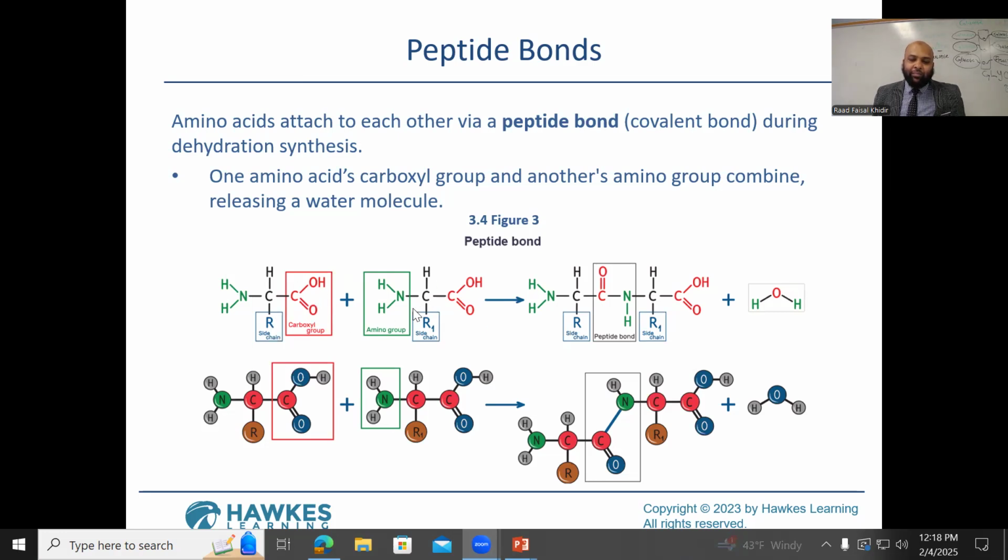Now, how do we connect them? We connect with dehydration. We remove an OH from here and an H from here. Are you paying attention? What's the OH plus H going to give you? H2O. Then you make the bond. So the carbonyl is going to donate an OH. The amino is going to donate an H. Then you're going to have a bond here. That's the peptide bond. The peptide bond happens when you remove water between two amino acids.